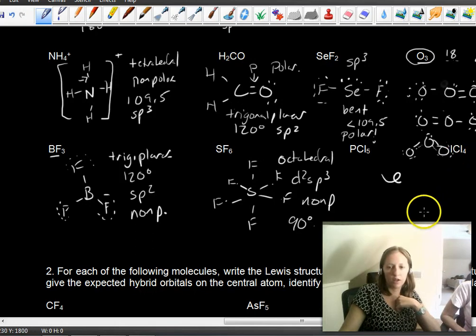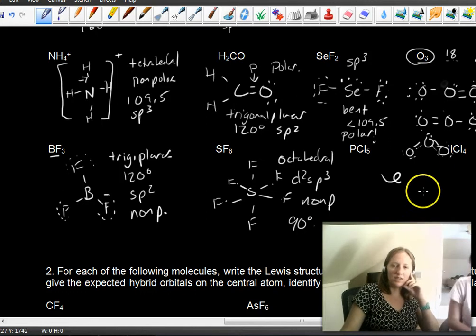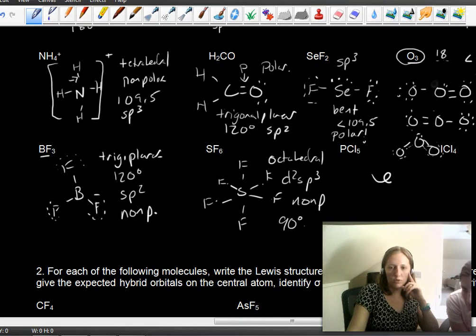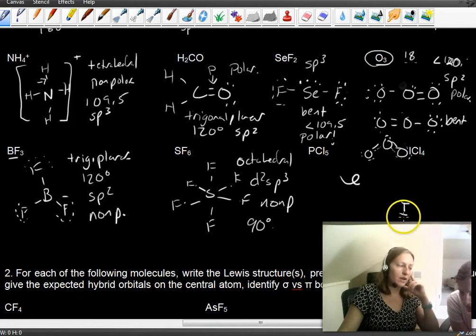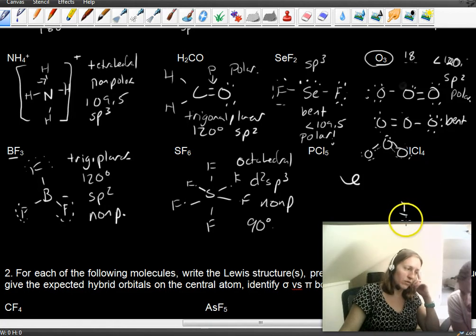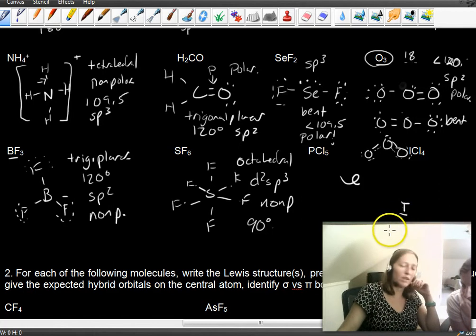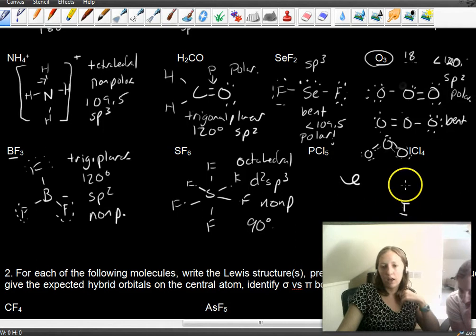ICl4, I know, right? Did I do that one on the other page? No, I need to do this one. This one is cool. I need to slide this over so I have more space for ICl4. You've got iodine in the center, and when you have a halogen in the center, you're frequently going to end up violating your octet rule. Not when it's fluorine, though. Fluorine can't do that because it's not in the third period.